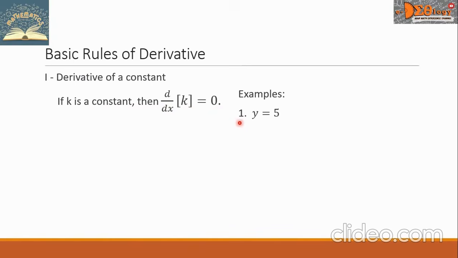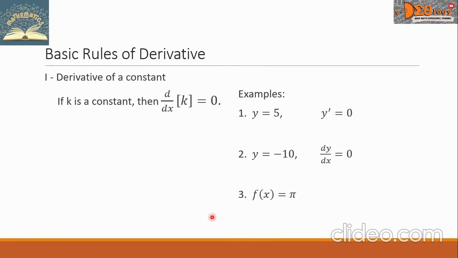This is example 1. Y equals 5. So we have y prime equals 0. Second example, y equals negative 10. This is another constant, so we say that dy over dx equals 0. In here, we used another notation of derivative.